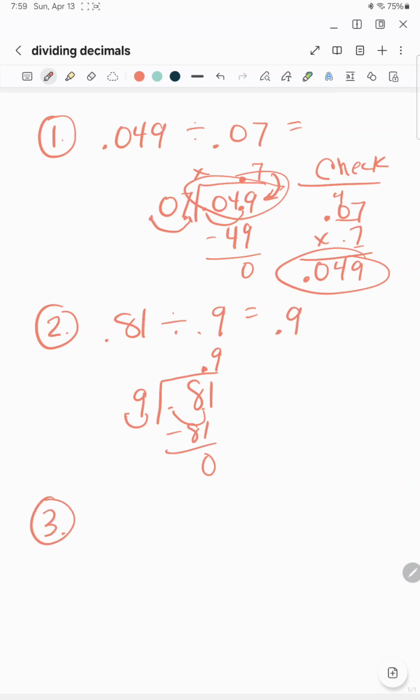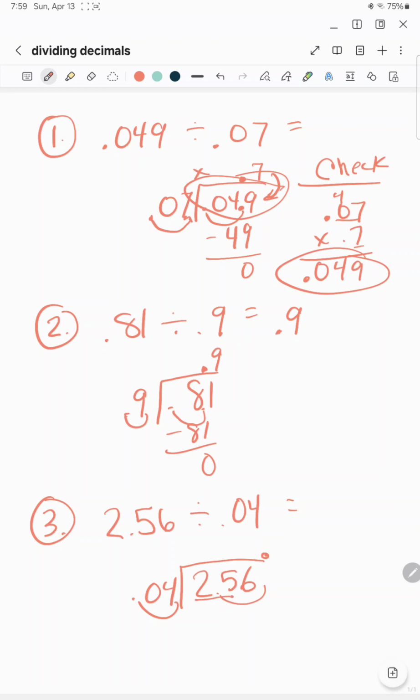Let's do a little harder one. Let's do 2.56 divided by 0.04. Okay, we get 2.56 divided by 0.04. Move it over 2, move it over 2, so the decimal point is now here. 4 goes into 25, let's say 6 times. So I put it right above the 5. 6 times 4 is, oops, what did I just do?